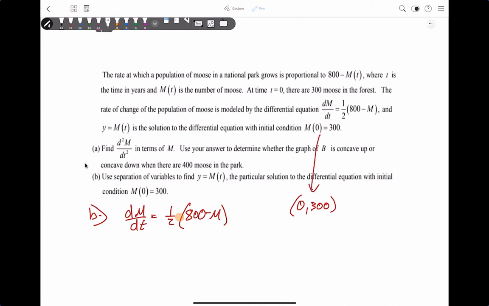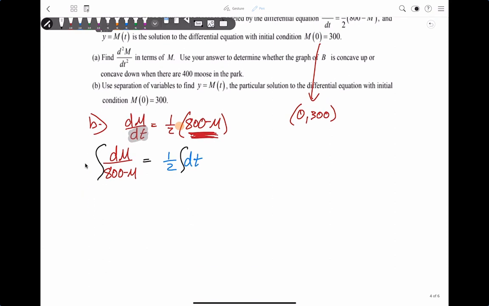We know that we have to get t's on the right side. So I'm going to leave this constant of 1/2 there, and I'm going to move this dt over, and then I'm going to move all of the y values, if you will, or the output values, which in this case has the variable of m, over to the left side. So I'm going to divide so that I have 800 minus m. I've separated the variables. I'm integrating, keeping that 1/2 on the outside since it's the constant multiple rule. And now I'm ready to integrate.